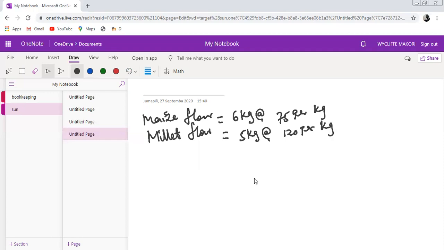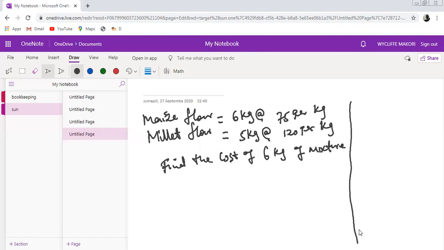Now we are asked, find the cost of 6 kgs of mixture. So having done the two examples or illustrations, this one should be a walk in the park, but I want to guide you. The total kgs first. We are told that 6 kgs of maize are mixed with 5 kgs of millet flour. So we are going to have 11 kgs in the mixture.